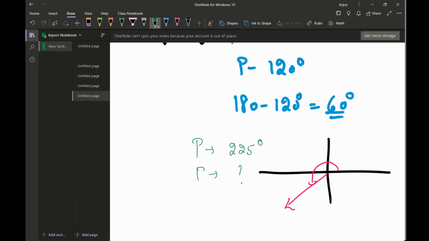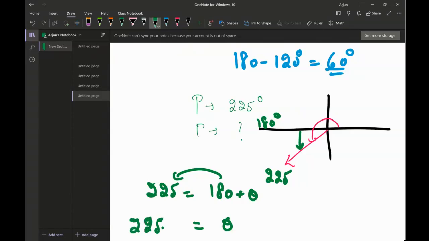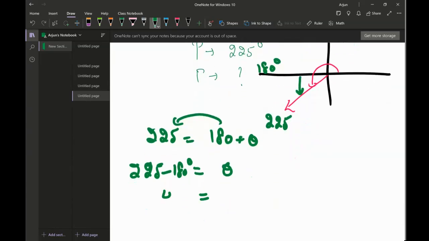Now I wanted to find the reference angle. The reference angle will be this one. So this one was 180 degrees, and this is 225. So I can say 225 equals 180 plus something in this scenario. So the theta value will be 225 minus 180 degrees. That's going to give me 45 degrees, and that is theta.